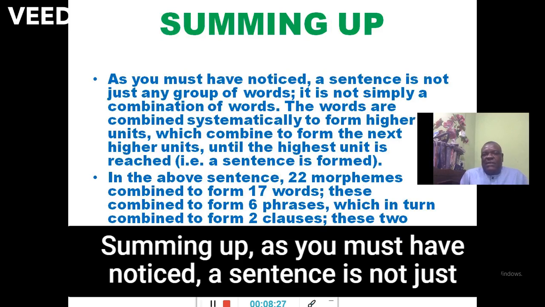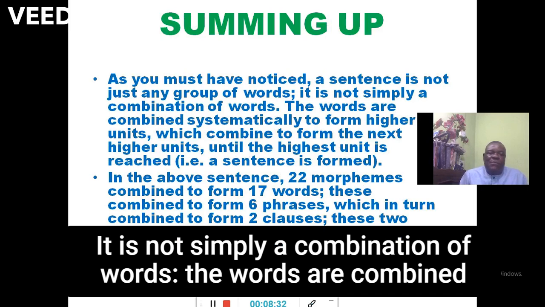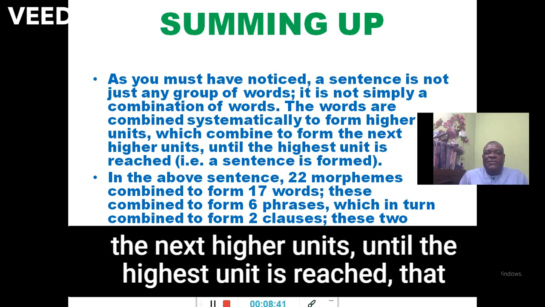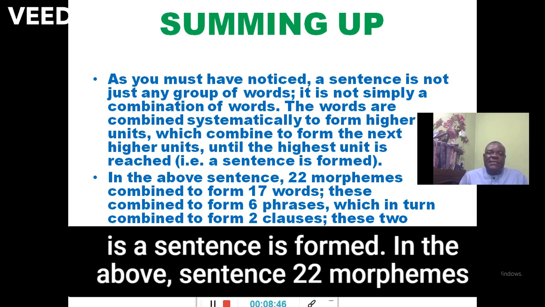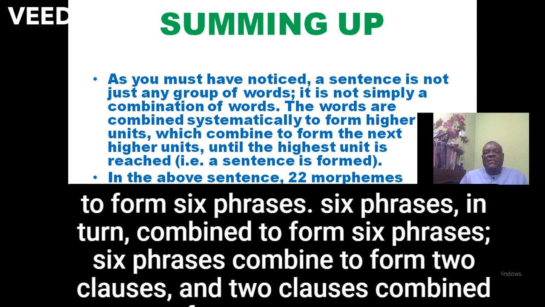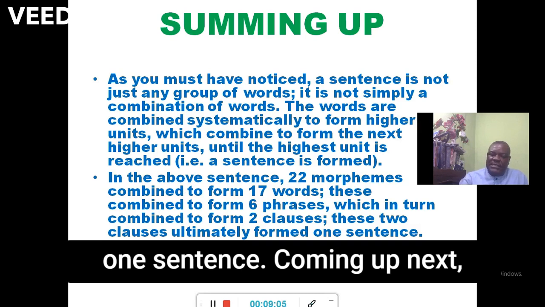Summing up, as you must have noticed, a sentence is not just any group of words. It is not simply a combination of words. The words are combined systematically to form higher units, which combine to form the next higher units until the highest unit is reached, that is, a sentence is formed. In the above sentence, 22 morphemes combine to form 17 words. 17 words combine to form 6 phrases. 6 phrases in turn combine to form 2 clauses, and these 2 clauses ultimately form one sentence.